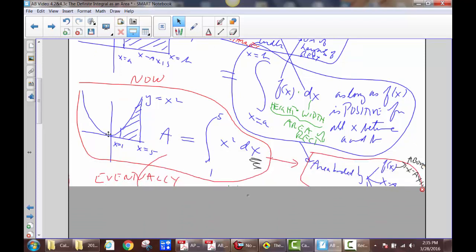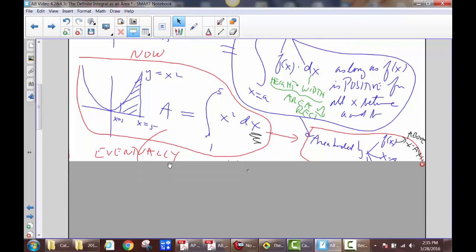If you're given a picture like this, you're told this is y equals x squared. It's identified the left border is x equals 1, the right border is x equals 5. You can visually see your function y equals x squared is the top border, and you can visually see the bottom border is the x-axis. Then the area of that shaded region is exactly equal to the integral from x equals 1 to x equals 5 of the function f of x, which is x squared in our case, dx.